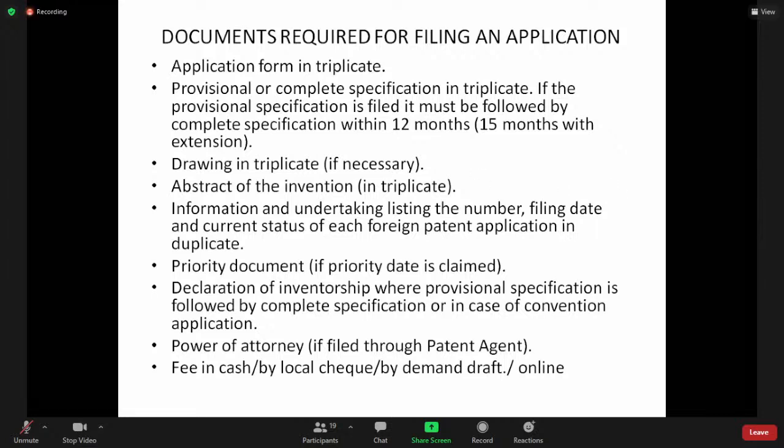Then information and data, listing the number, filing date, and all these things. Then priority document, if you would like to get your work examined early. And if you have an assignee, or you have given power of attorney to another person, that should be given, right? Then you have to pay in cash, local check or demand draft, or it can be paid online nowadays.